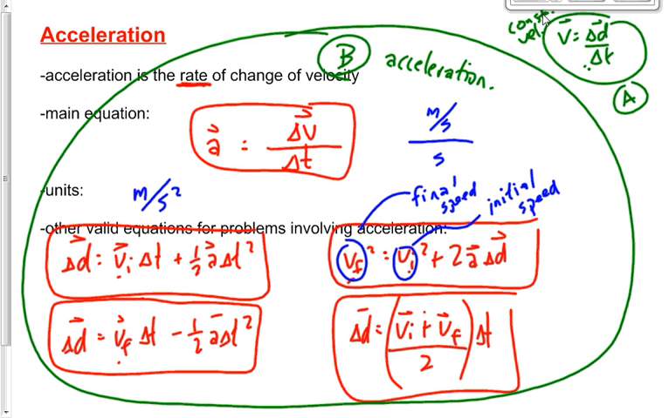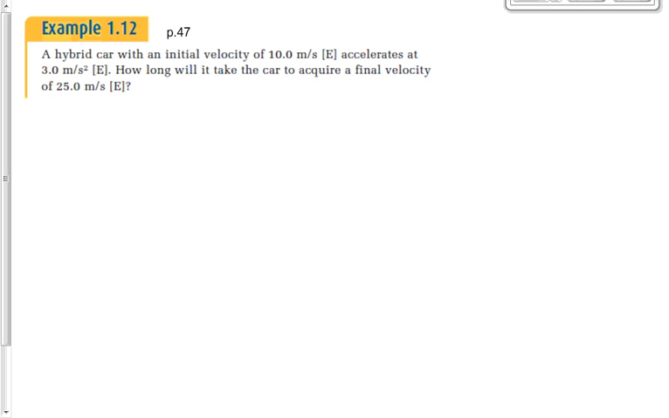We're going to do one problem here today. One new acceleration problem here today. And that's going to be the one that appears on page 47 of your textbook, 1.12. It says a hybrid car with an initial velocity of 10 meters per second accelerates at 3 meters per second squared. How long will it take the car to acquire a final velocity of 25 meters per second?